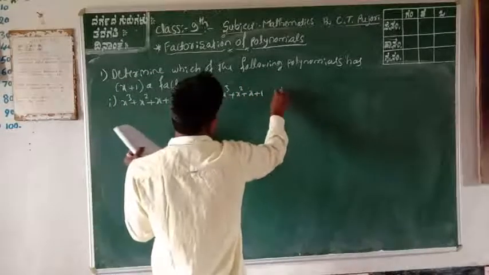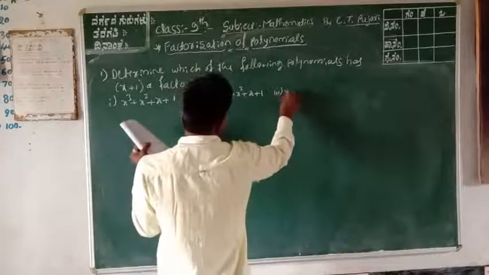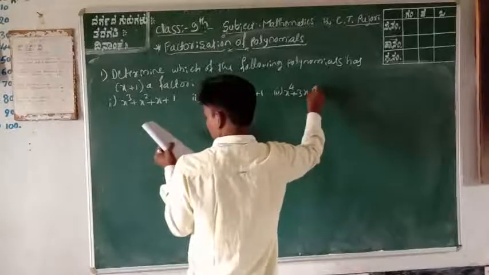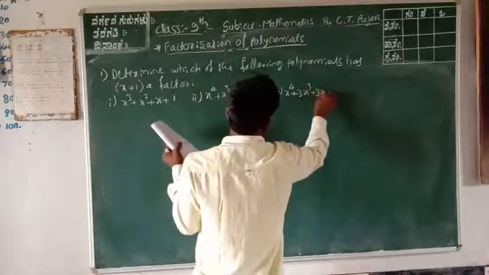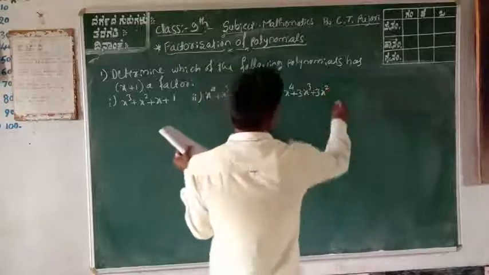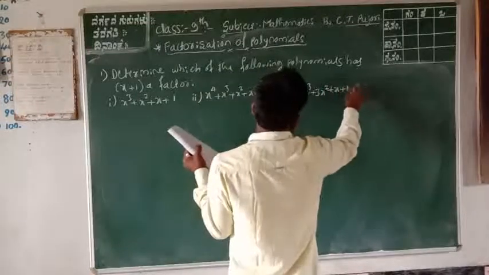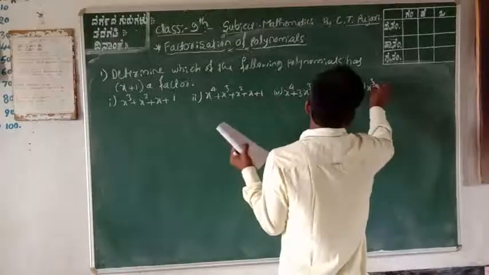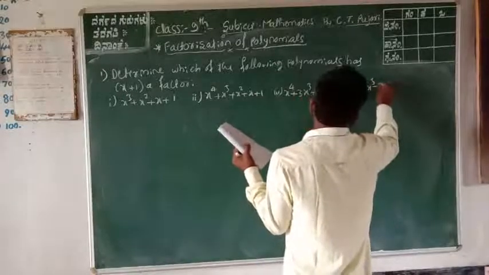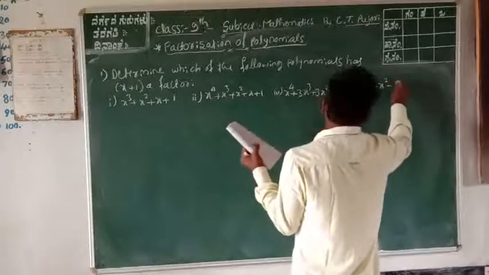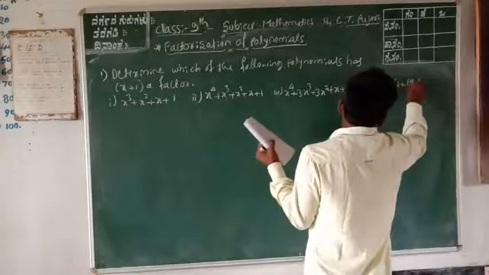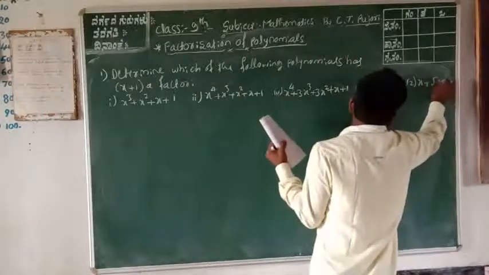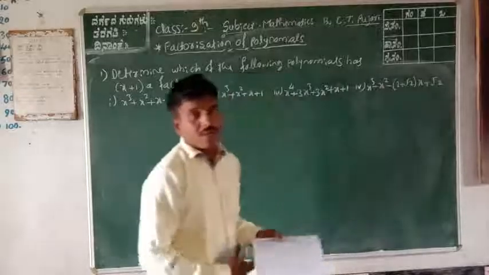Third one is x raised to 4 plus 3x raised to 3 plus 3x square plus x plus 1. Fourth one is x cube minus x square minus (2 plus root 2) into x plus root 2.